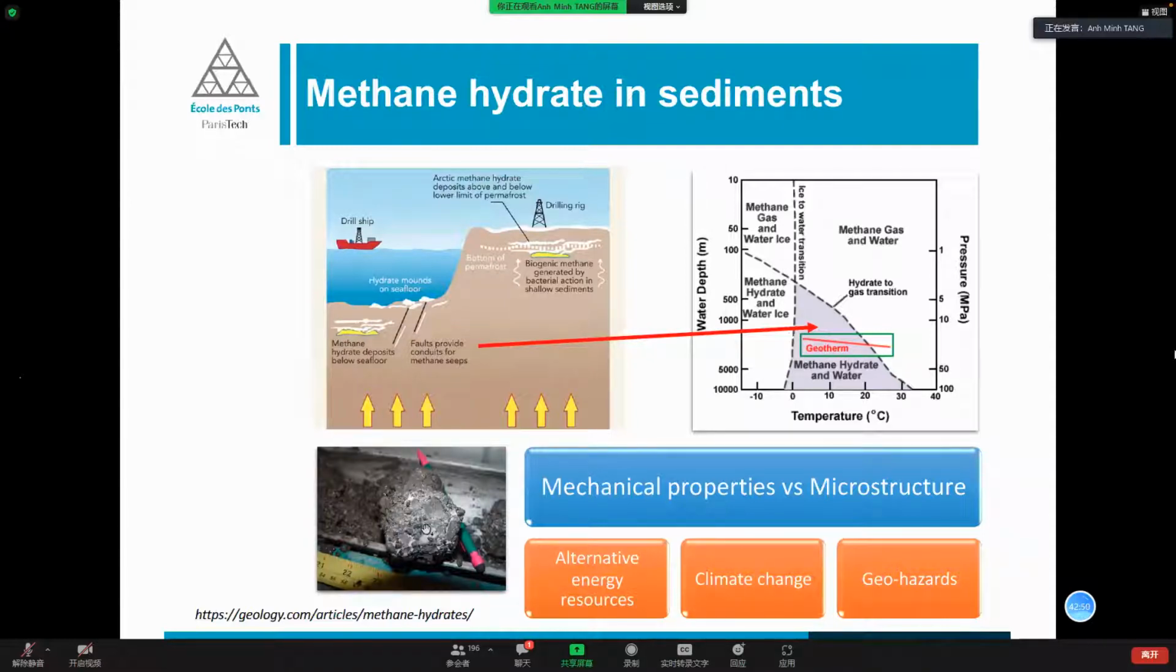In some countries like China and Japan, people are thinking about trying to recover this methane gas to use as an alternative energy resource. And of course, because of climate change, the increase in dissociation of this hydrate can reduce the shear, the mechanical strength of this zone. So that can induce slope instability in this zone, which can induce a huge tsunami, for example, in the seafloor, and that can have a big consequence also in this zone. So for these three principal motivations, there is a lot of work in our domain to try to relate mechanical properties and microstructure.